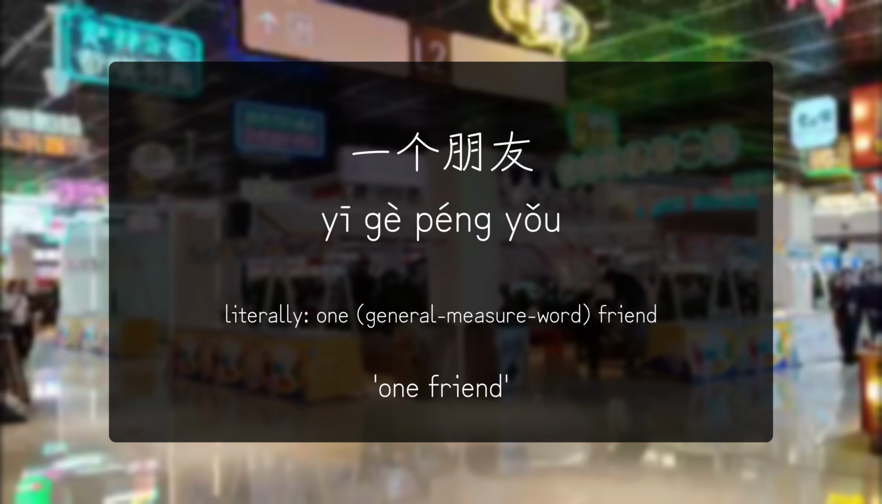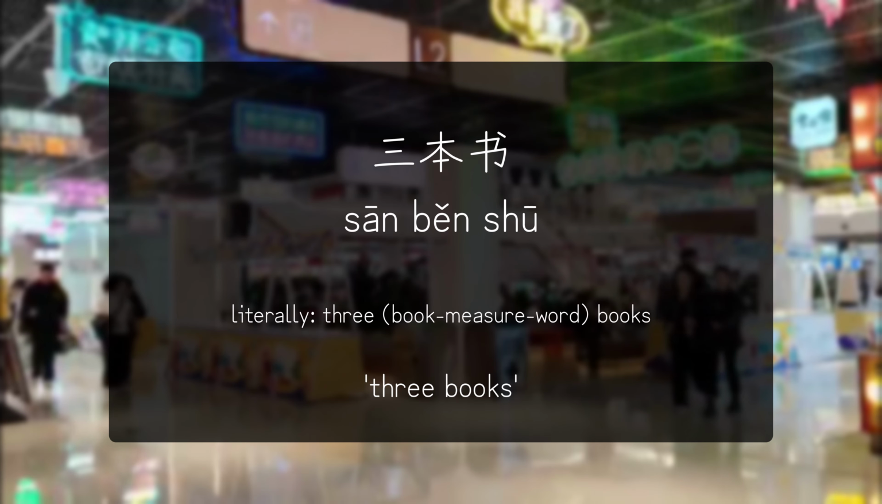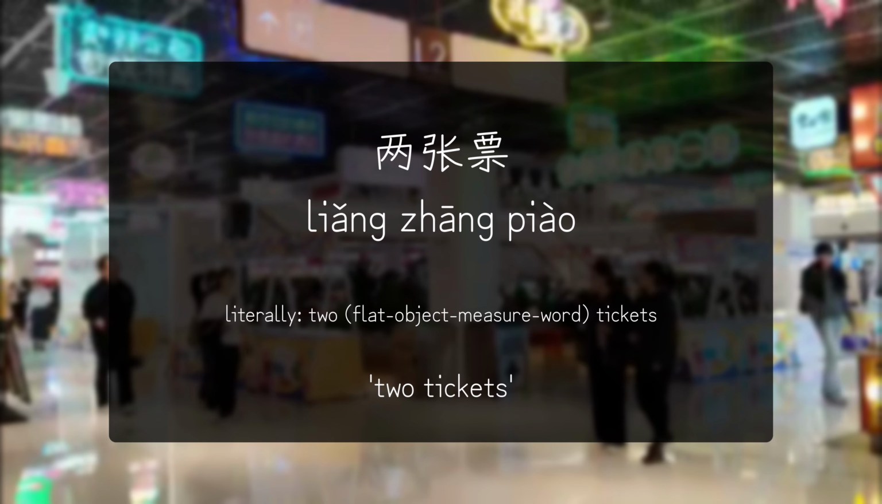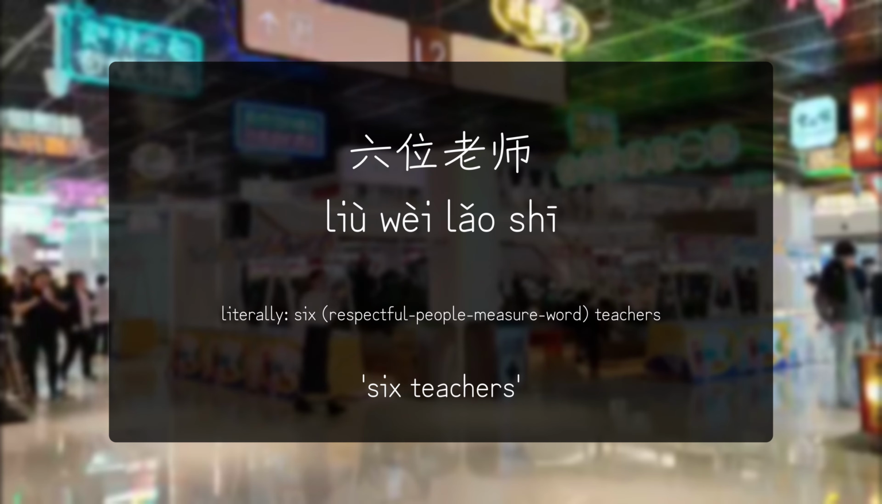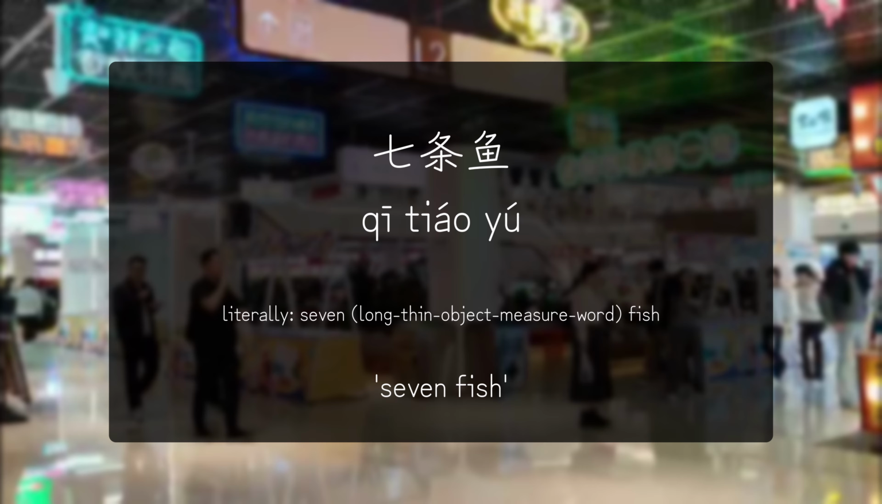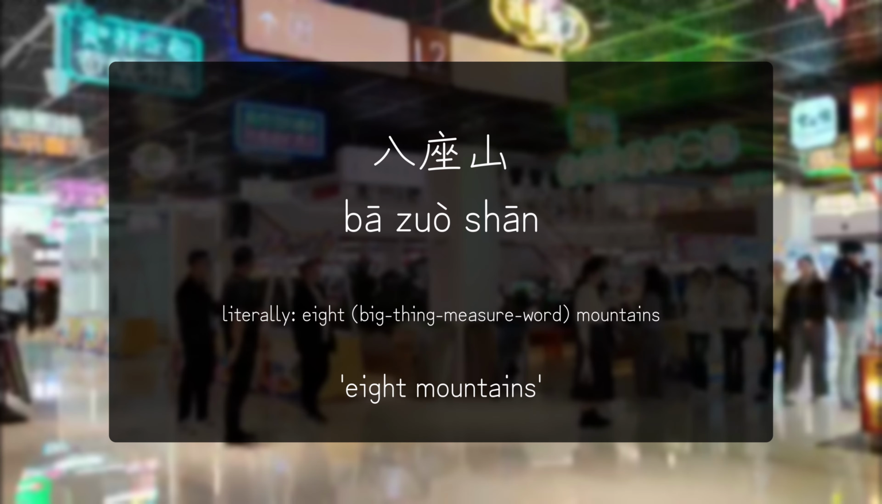Let's see some examples. 一个朋友 one friend. 三本书 three books. 两张票 two tickets. Notice here 两 is used for counting things. 四杯水 four cups of water. 五只猫 five cats. 六位老师 six teachers. 七条鱼 seven fish. 八座山 eight mountains.